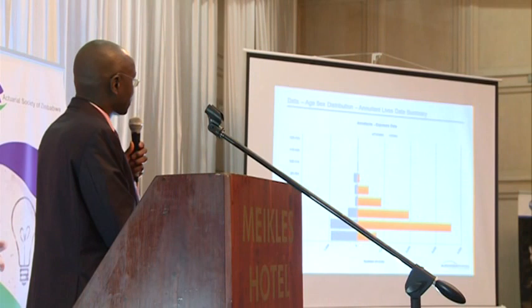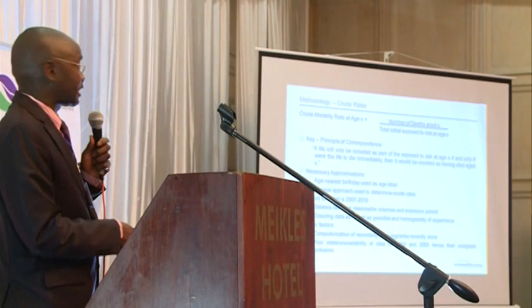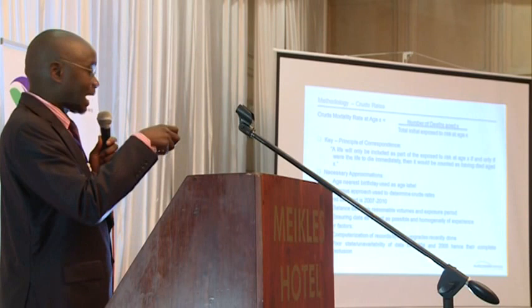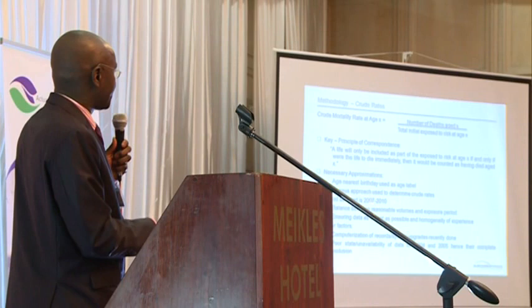In terms of the methodology we used, basically we calculated first crude mortality rates, number of deaths at age x divided by initial exposed to risk at age x. We were basically using the principle of correspondence whereby you include the life as part of the exposed to risk at age x, even if that life were to die immediately, then it would be counted as having died at age x. And the age level was the age nearest birthday. We used the census approach, and the period which was selected, as I mentioned earlier, was basically 2007-2009.